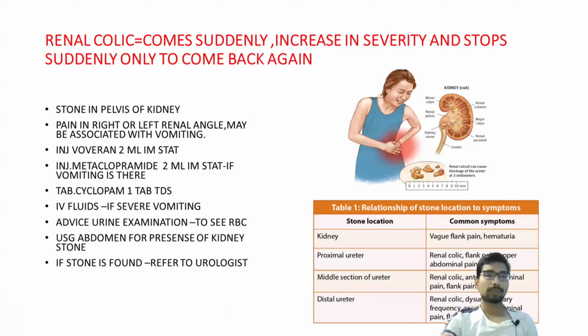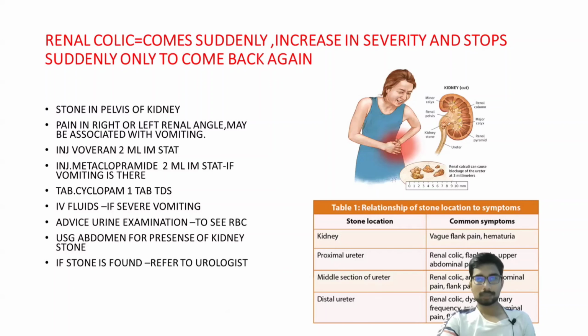For treatment, we give injection Buscopan 2 ml IM stat and metoclopramide 2 ml IM stat if vomiting is there. Tablet Cyclopam, 1 tablet TDS, and IV fluids if there is severe vomiting. We have to advise urine examination to see RBCs and pus cells, and ultrasound abdomen for the presence of kidney stone. If a stone is found, refer to a urologist.